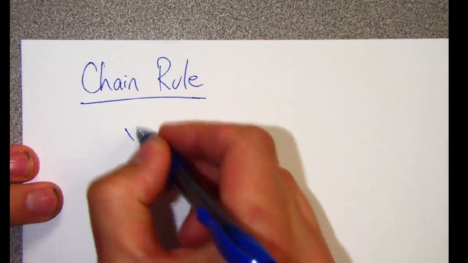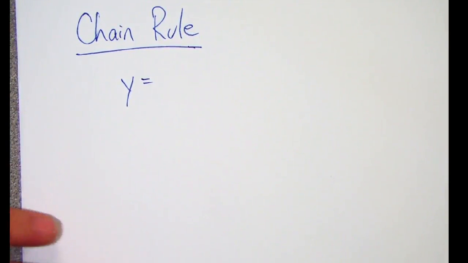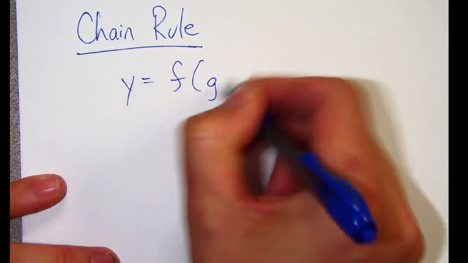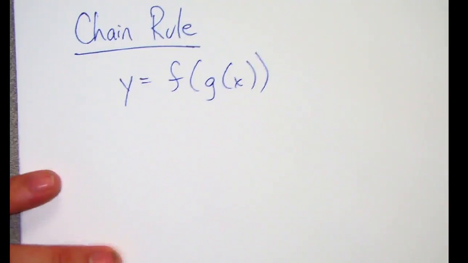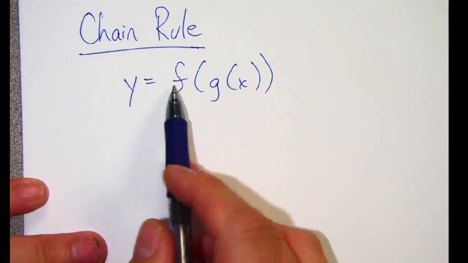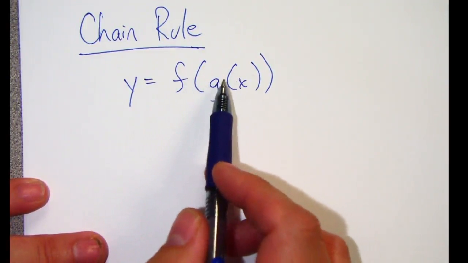So it's going to look a little messy when I first write this, but as I go through and explain how to do it, it'll make a lot more sense, I think. So this is like if I have y equals f of g of x. This is not f times g. That would be f of x times g of x. This is you have a function inside of another function.